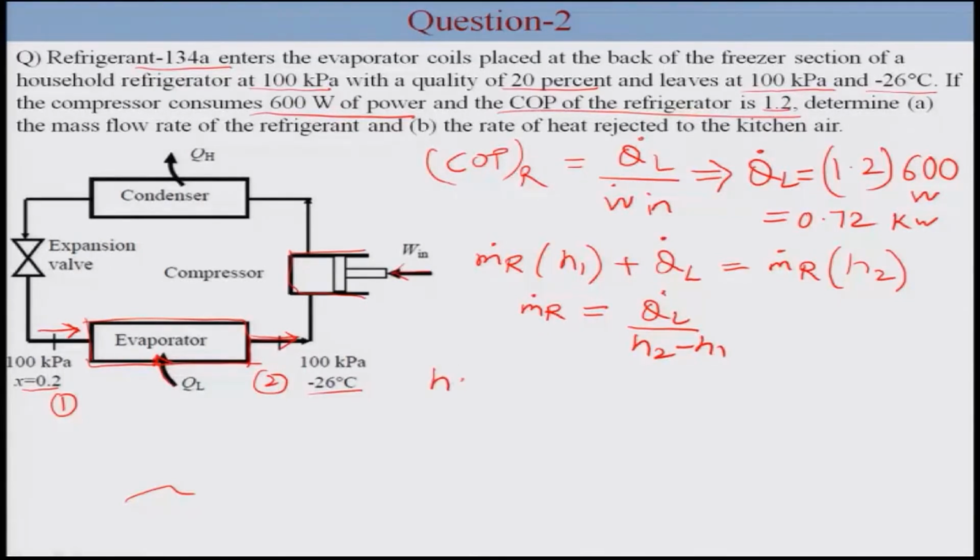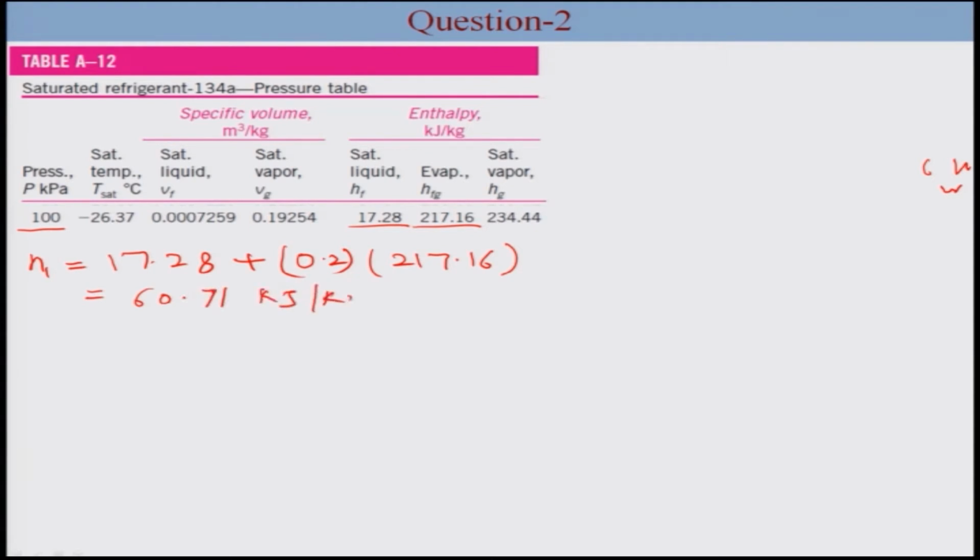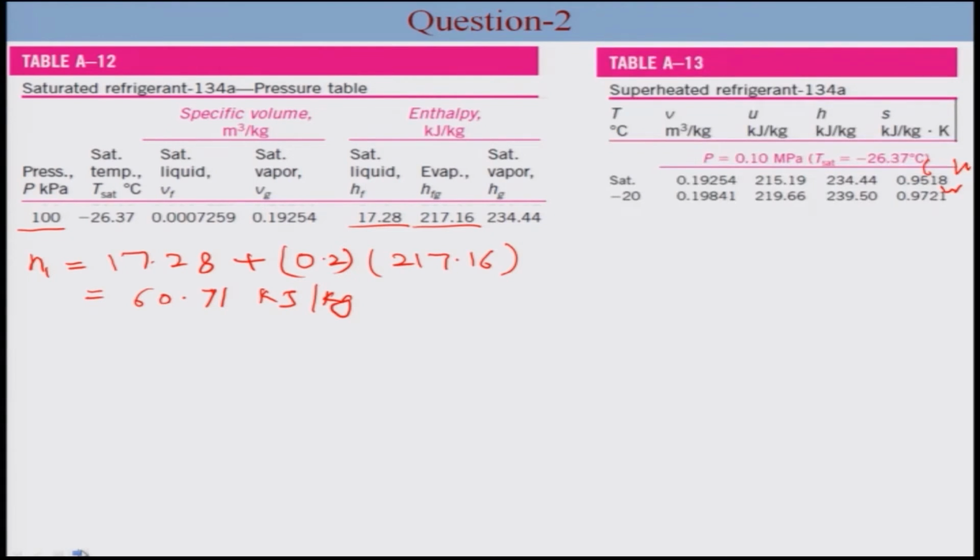So for H1, P1 is 100 kilopascal and x is 0.2. It is a mixture of liquid and vapor. So H1 will be h_f plus x1 h_fg at the conditions of 1. If we see from the steam table of saturated refrigerant at 100 kilopascal, h_f is 17.28 and h_fg is 217.16. So the value of H1 will be 17.28, h_f, plus x1, which is 0.2, multiplied by h_fg, 217.16. So this is equal to 60.71 kilojoule per kg.